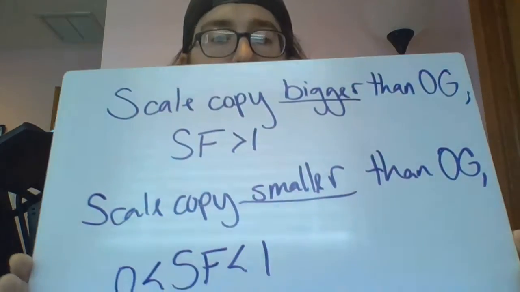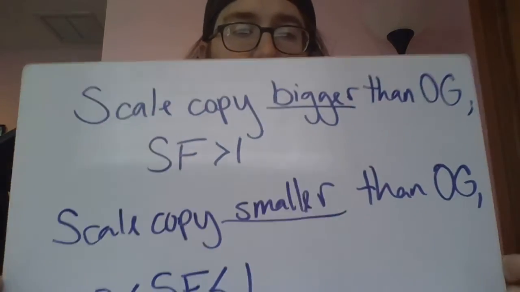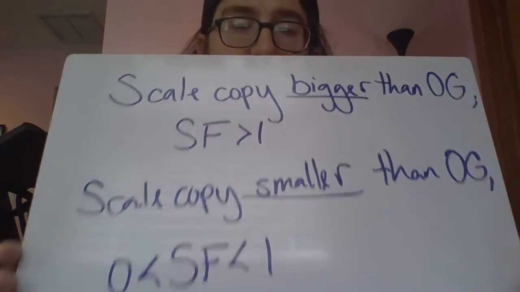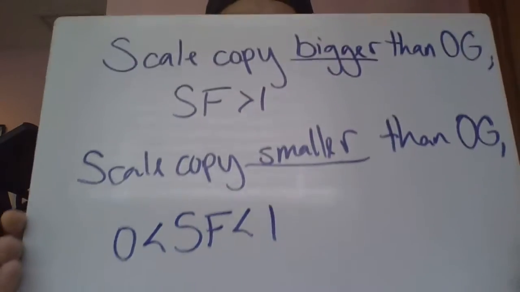So if you're going from something bigger and the new one's smaller, please do not tell me that the scale factor is 10, 20, 30. I should be hearing 1/5, 1/3, 1/4, 2/7, something in that range. Okay? That's that. Again, let me put these up here for you to see. Scale copy bigger than the original, scale factor is greater than 1. Scale copy smaller than the original, scale factor is less than 1 but greater than 0.